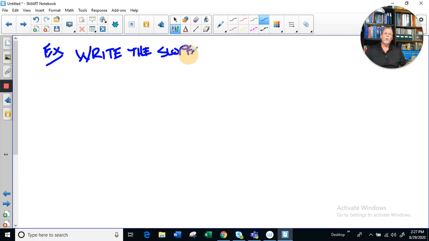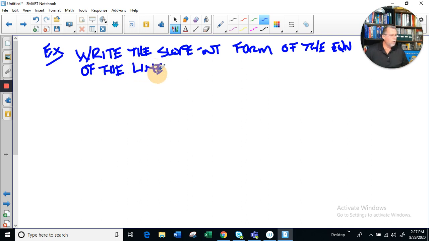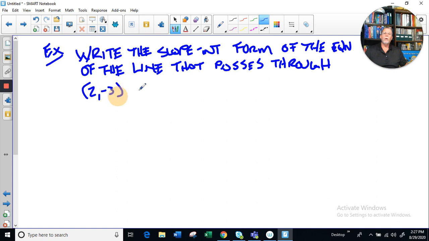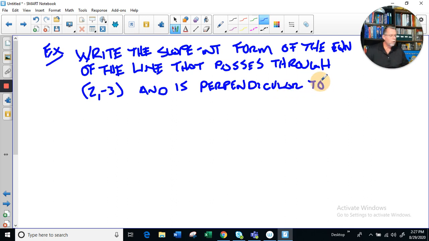Write the slope-intercept form of the equation of the line that passes through 2, -3, and is perpendicular to the line, and let's see, we'll use this one, 6x minus 8y equals 5.